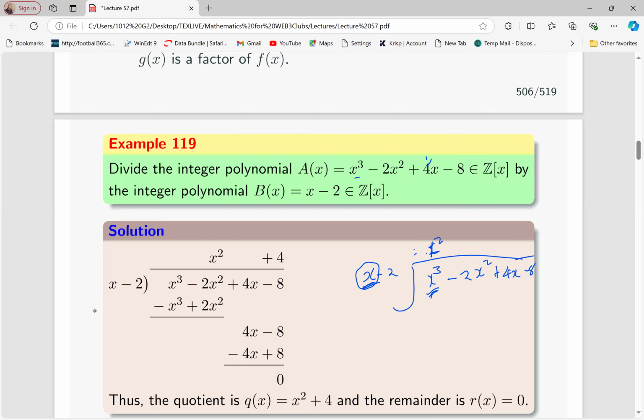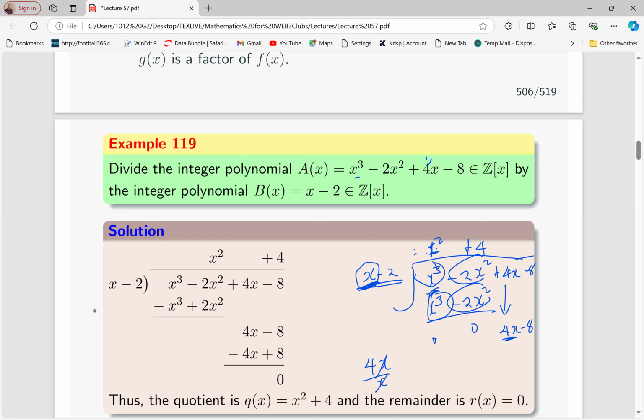Now this x squared multiplied by the whole of this gives you x cubed, and then this times that gives you minus 2x squared. Then subtract. When you subtract this from this, you have 0. When you subtract this from that, you have another 0. Then bring this one down: 4x minus 8. Then ask yourself again, this leading term, x, how many times does it go into 4x? Just divide. This is just normal division. It goes there 4 times. It's positive.